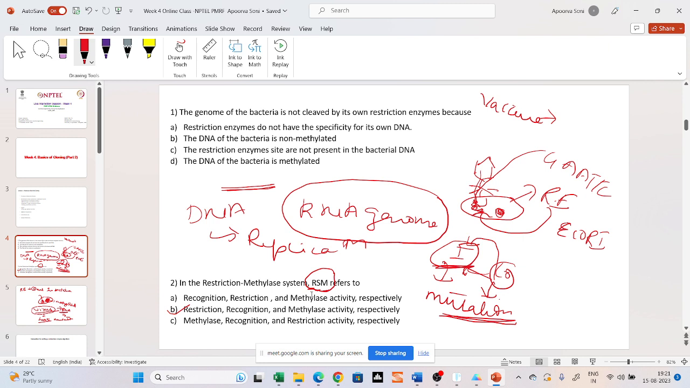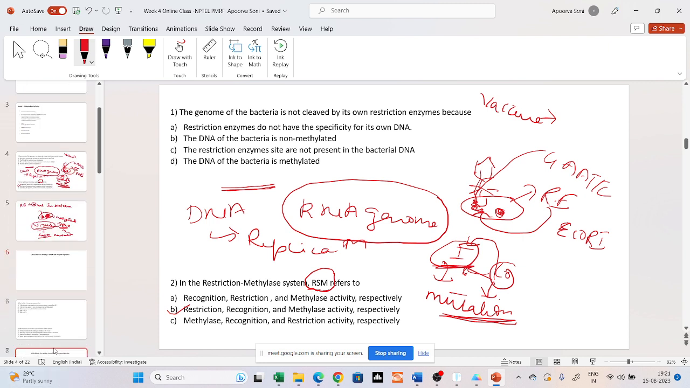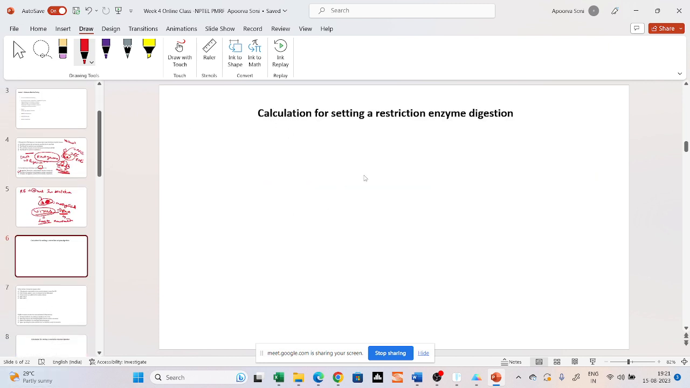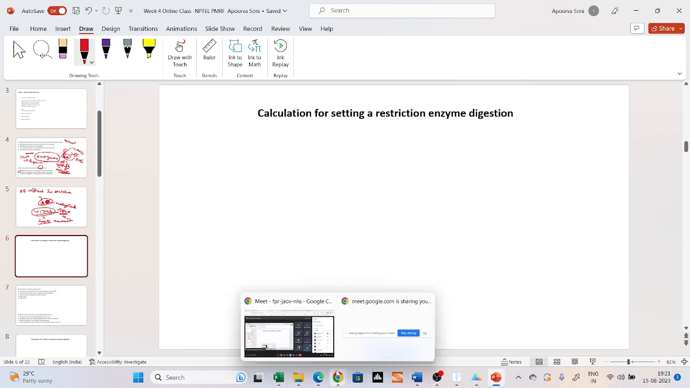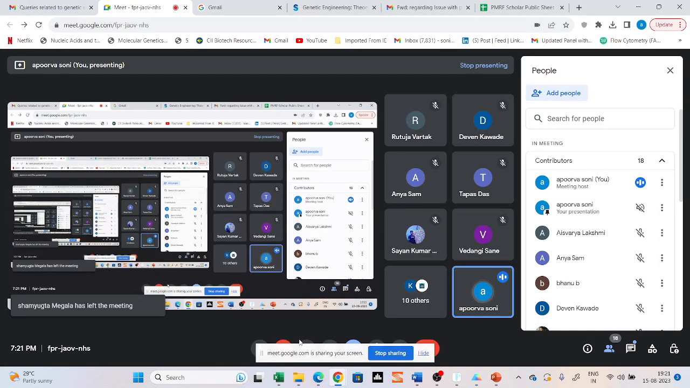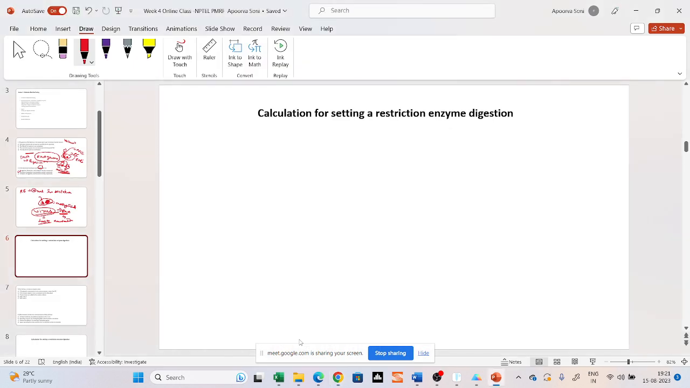Okay, now we come to the calculations. The calculation for setting up a restriction enzyme digestion. Before starting, first tell me what things are needed for setting up a restriction enzyme digestion reaction. Anybody who remembers?